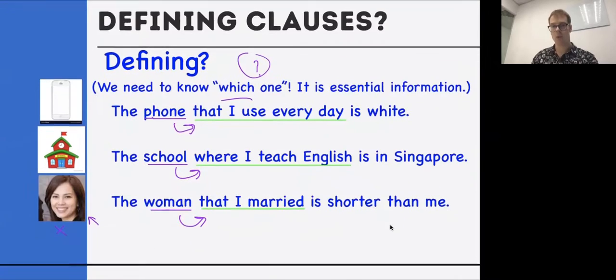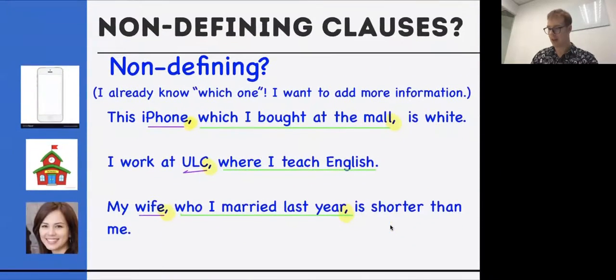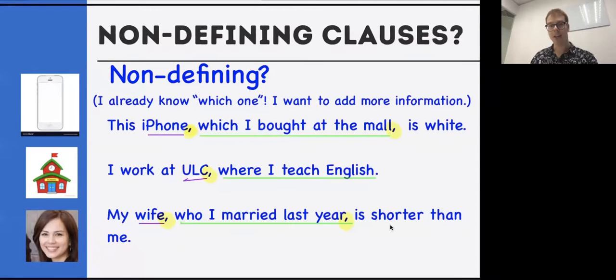Now let's go to what we call non-defining clauses. Non-defining clauses, I don't need to know which one, right? I already know which one. So that one, right? I already know which one. I don't need to know which person. This time, I want to add more information, right? That's my job. If I say this iPhone, which one? I already know this iPhone, this one.